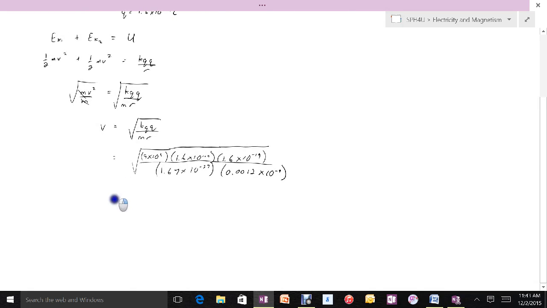So my final answer here is going to be 3.4 times 10 to the 6 meters per second. So they'd have to both be going that fast to make it work.